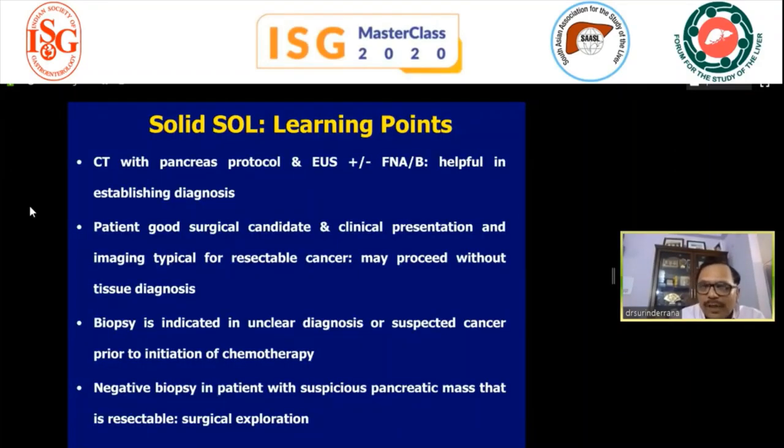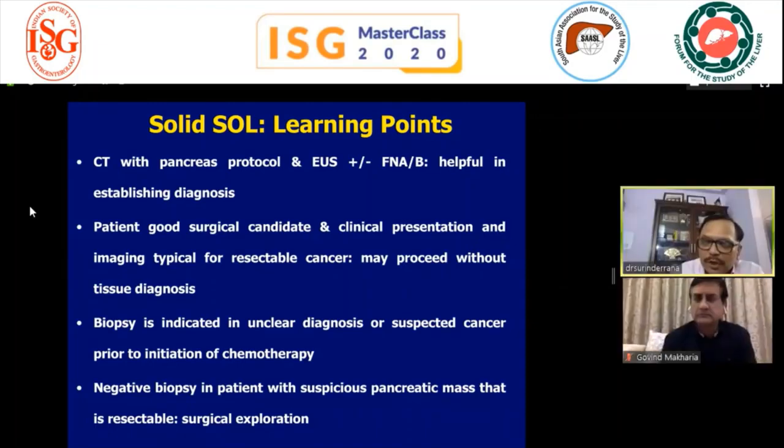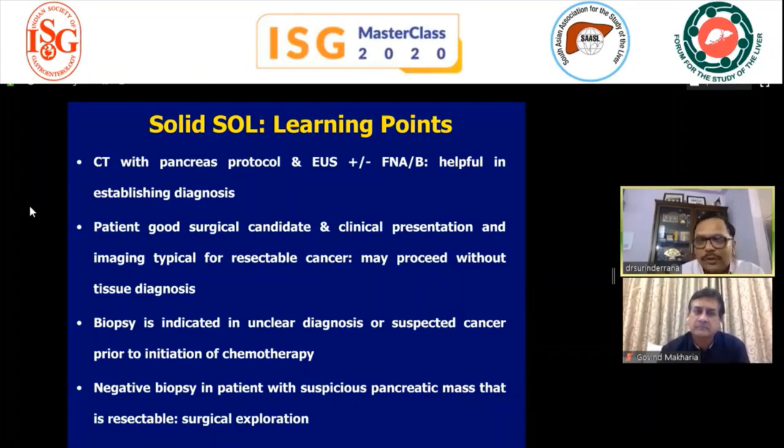So to sum up, what are the learning points for solid SOL? CT with pancreas protocol and EUS, FNA or FNB are helpful in establishing diagnosis in the majority of patients. If the patient is a good surgical candidate, the clinical presentation like pain and jaundice and imaging is typical for a resectable cancer, you may proceed without a tissue diagnosis. It's not a wrong approach, but biopsy is clearly indicated when the diagnosis is unclear or the patient has a suspected cancer and you want to give chemo or neoadjuvant therapy. And with a negative biopsy in a patient with a suspicious pancreatic mass that is resectable, a surgical exploration should be done to establish the diagnosis and treat the disease.